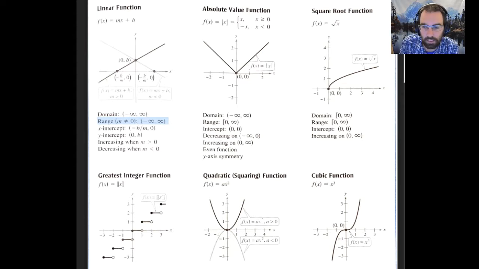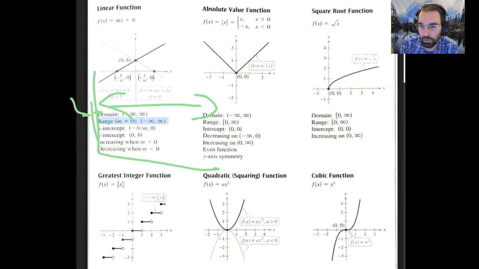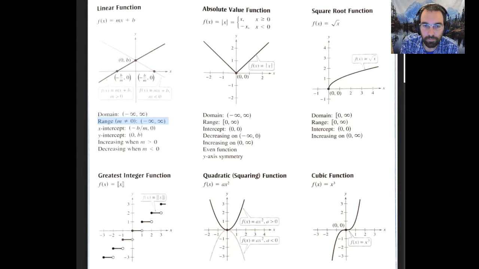When it says m can't equal 0, what that's referring to is if you have a horizontal line, the range doesn't change, does it? If you have a horizontal line, say if I have a graph here and this is 4, then the range would always be 4. Just something to look out for there.